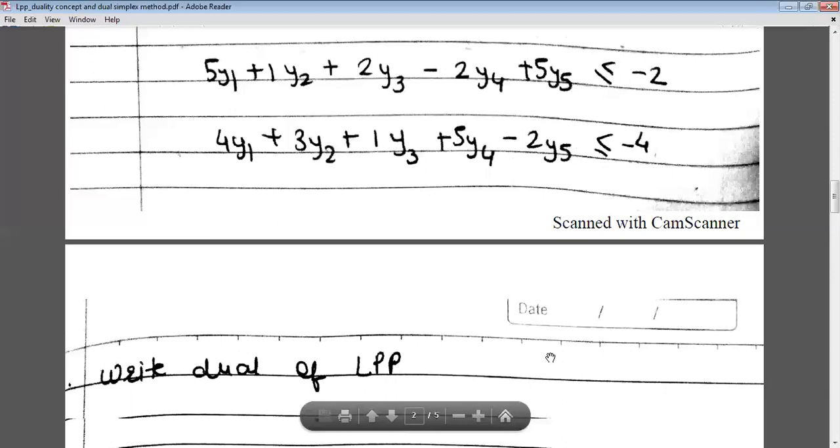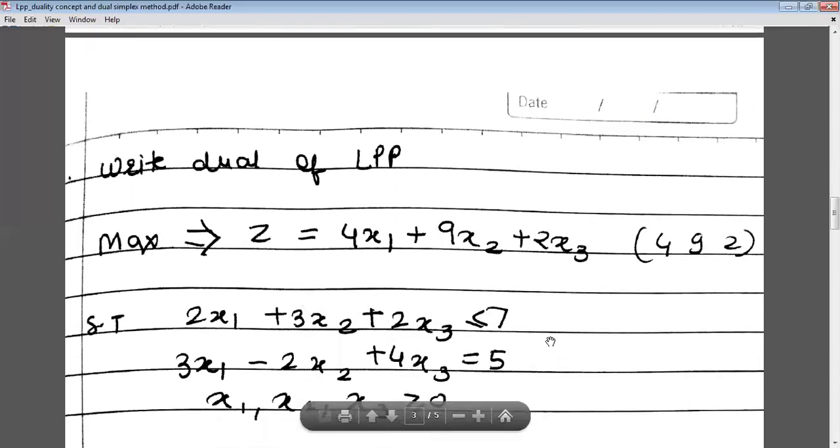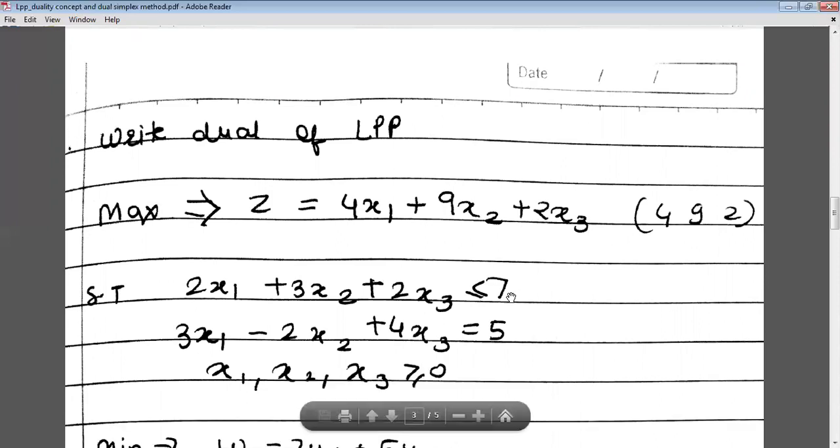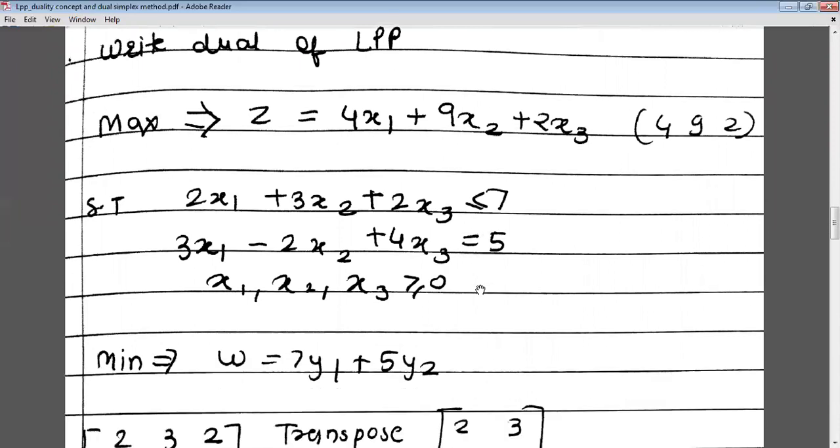I have taken one more problem. This is a simple problem. Okay, you can see here, write the dual of the given LPP. This is a maximization problem. Now you know that this maximization problem will get converted into a minimization problem. This is less than or equal to, so these are the coefficients. Now this is less than or equal to, so we will be converting this into the dual constraints. So for this reason, W will become these two parts.